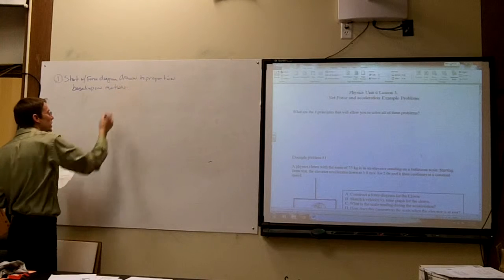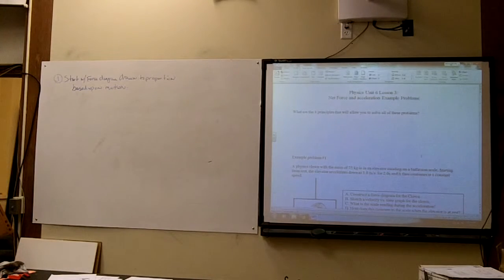That motion component is huge. If it's constant velocity, they all cancel out, so the net force is 0. If it's acceleration, it means one force is going to be bigger than the other.